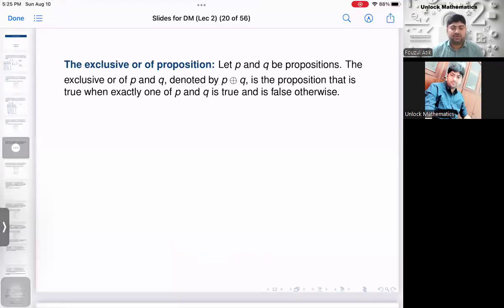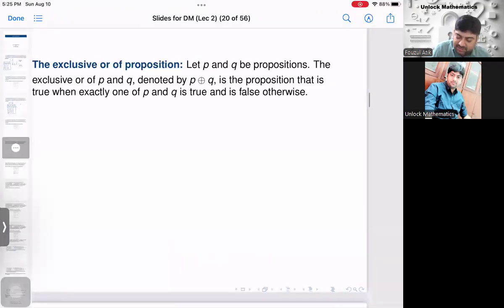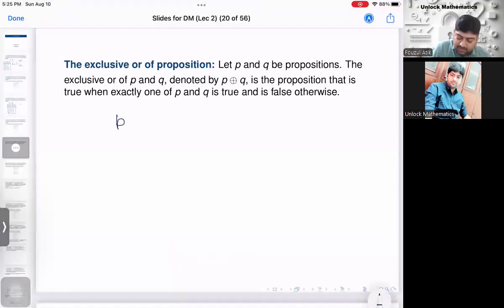Now, what is exclusive OR? You will have two existing propositions. One is P, another one is Q. Then we'll create a new proposition with the help of these two with this operator, exclusive OR.